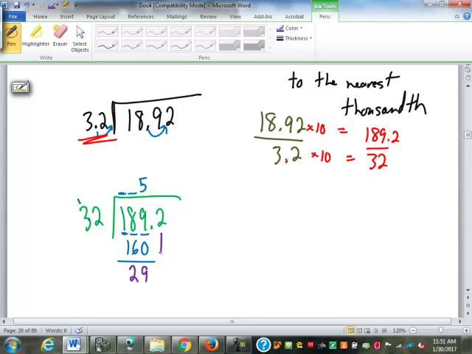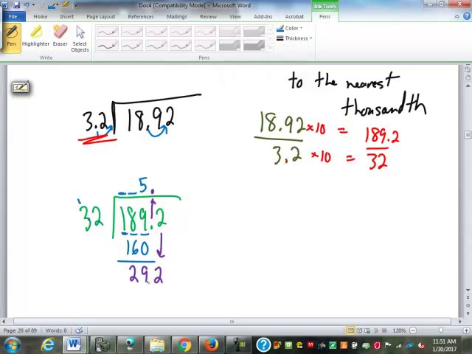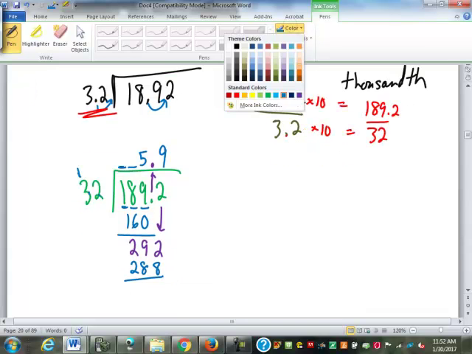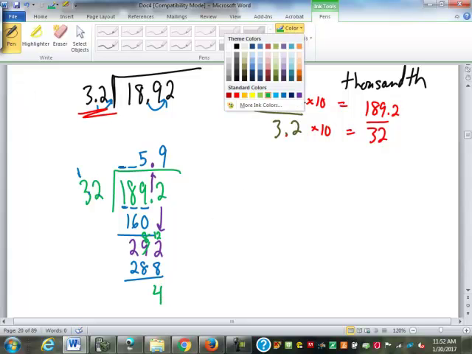Now before we bring down this 2, what do we have to do? Move up the decimal point. Perfect. Now we can bring down the 2. 32 into 292. Let's try 9 times. 9 times 2 is 18. 9 times 3 is 27, plus 1 is 28. So we subtract, and we have 4. Now what do we do?